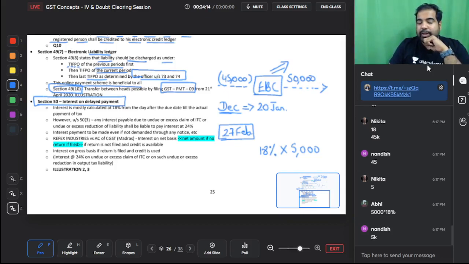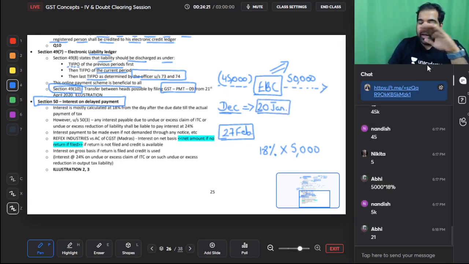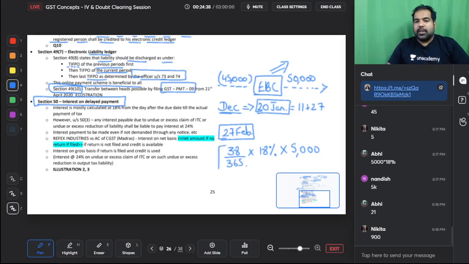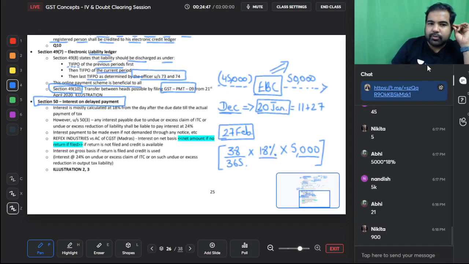So 5,000 into 18%, from which day guys? 20th Jan is your due date. Till then there is no interest. After 20th, that is 31 minus 21 plus 1, 11 days of January and 27 days of February, that is 38 days. So I hope this is the calculation which you understood. Mainly 18% is simple, calculation of days is simple. Mainly you have to pay on the net amount. This is section 50, subsection 1 and subsection 2.